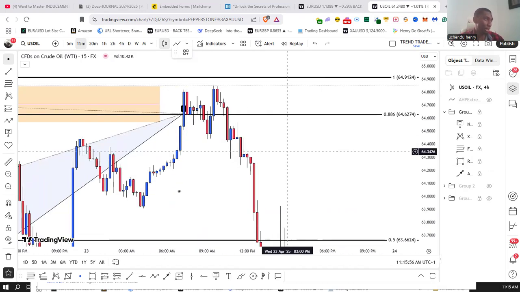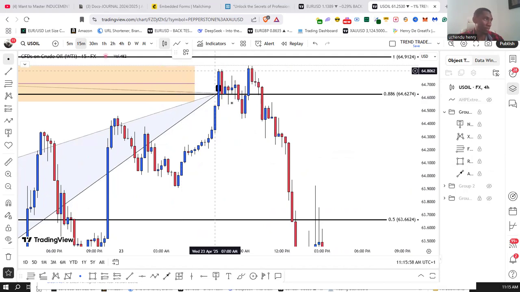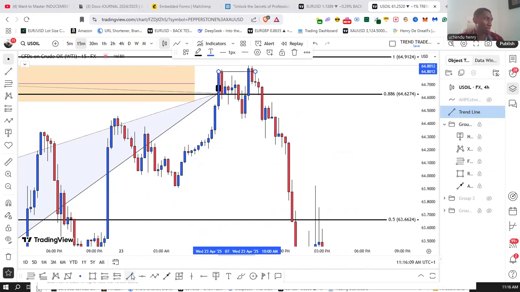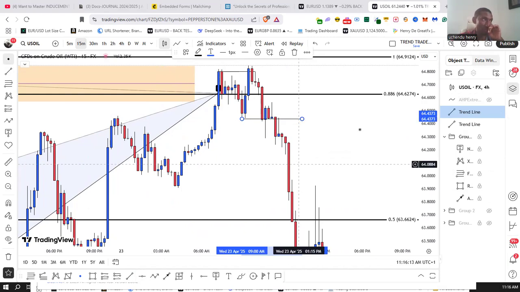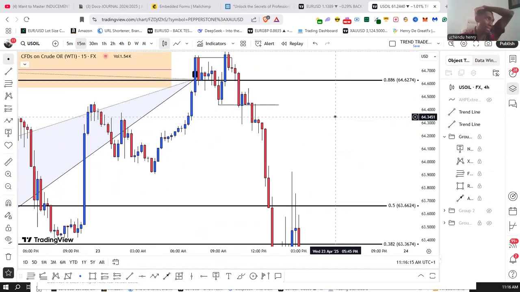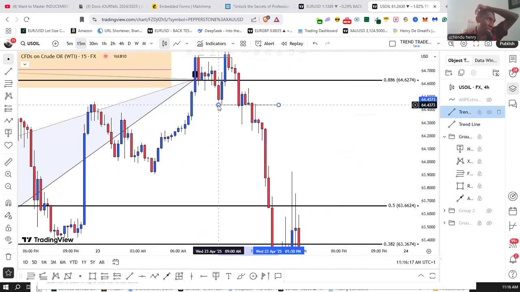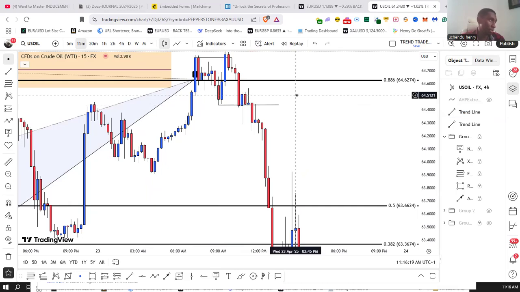Here is the last structure. The last structure was here. Later on, price gave us another structure here. So we now have that double top here, and then we'll have the B point here, and the extension level to the downside. But this was an aggressive entry at the B point.